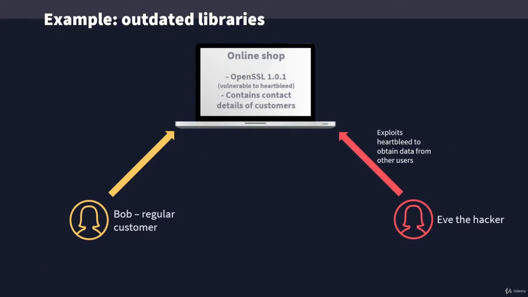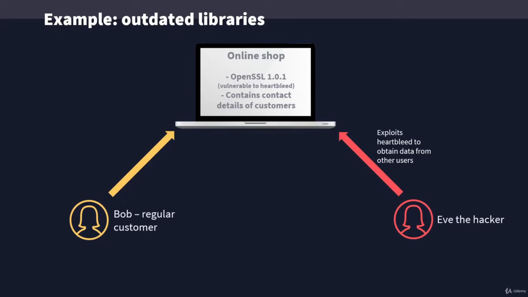Now that we have a concrete example with Heartbleed, we will update the second scenario. So, we have an online shop which is using OpenSSL version 1.0.1. This version of OpenSSL is vulnerable to Heartbleed. As we discussed previously, the online shop contains private information such as details of customers. Besides that, on the left side we have Bob, the regular user just buying stuff online, and on the right side we have Eve, the hacker, who tries to obtain the confidential information by exploiting Heartbleed.